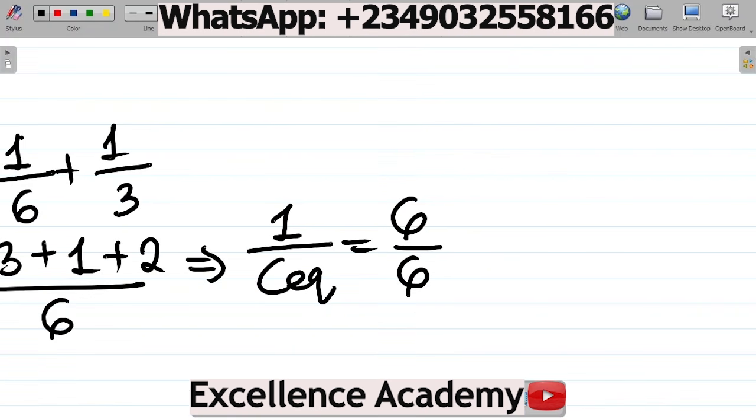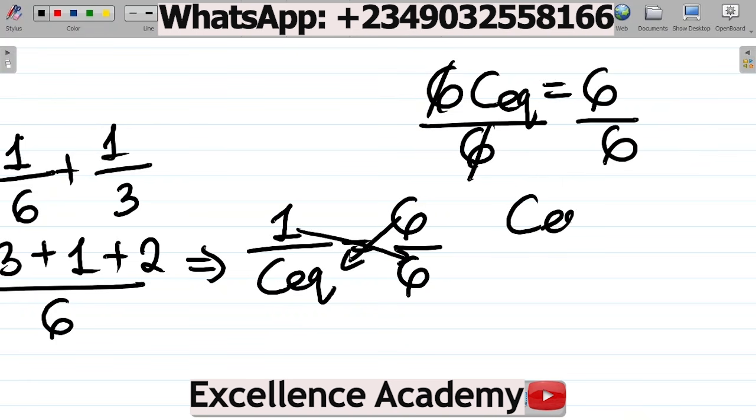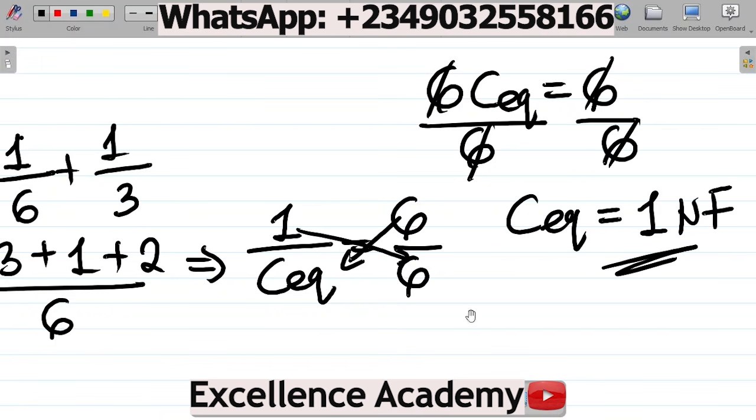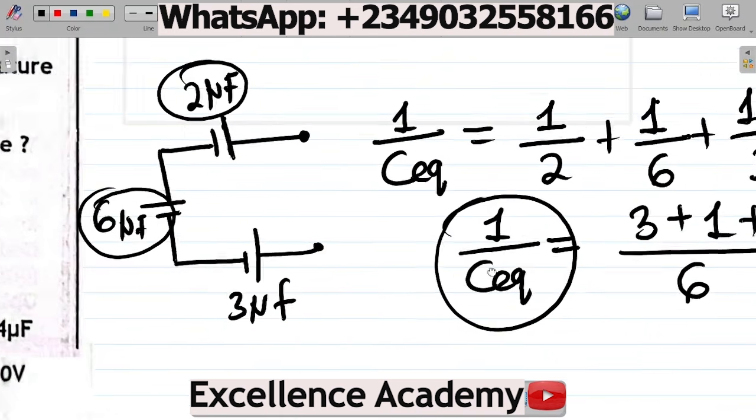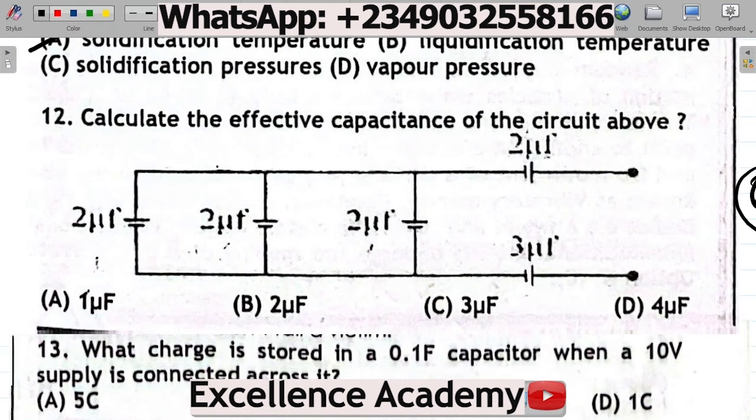From here, you can cross multiply: 6 times the equivalent capacitance is equal to 1 times 6, which gives you 6. Divide both sides by 6, and this cancels. So the equivalent capacitance is 6 over 6, which gives you 1. So the correct answer is 1 microfarad. Let's see which option has 1 microfarad, and that's simply option A. So option A, 1 microfarad, is the correct answer.